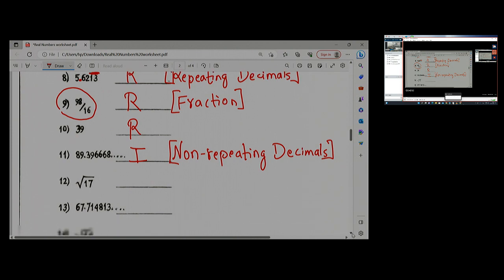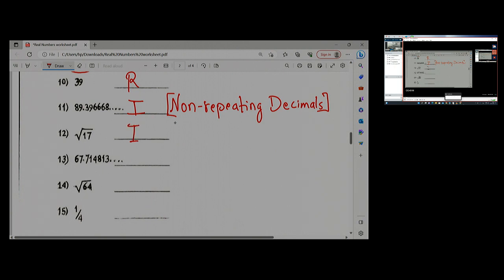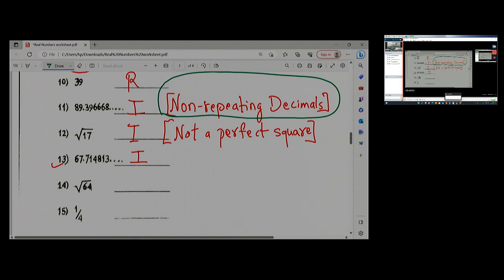Next, student number 30. What kind of number? Irrational. Can you tell me why? Very good. It is not a perfect square. We don't have a square root for 17, so it is irrational. Number 36. Okay. Question number 13. What kind of number? Irrational. Why? What did we study just now? Not repeating. No bar. There is no bar. So it is irrational.